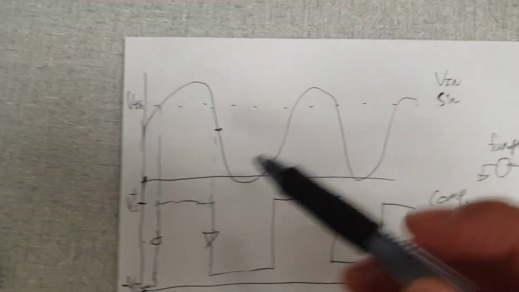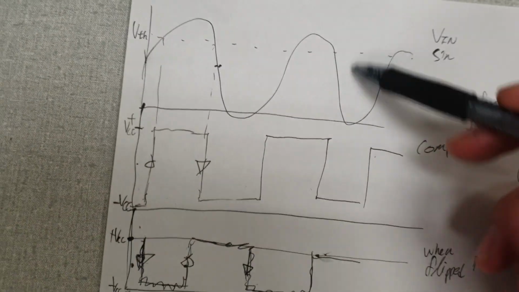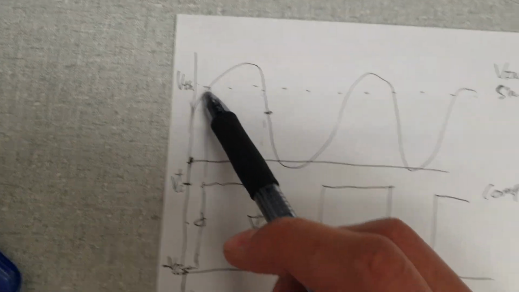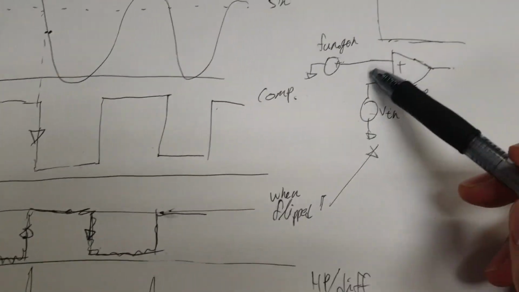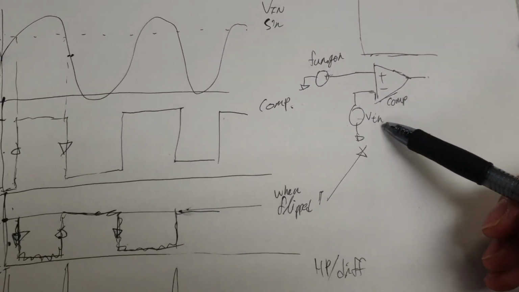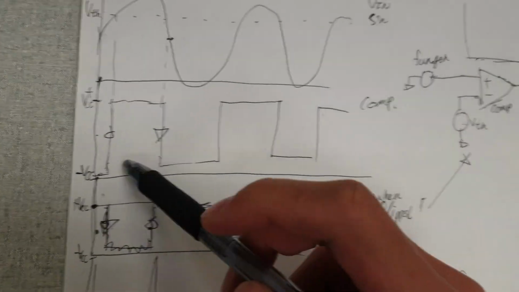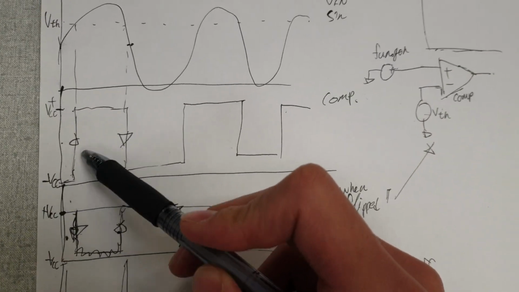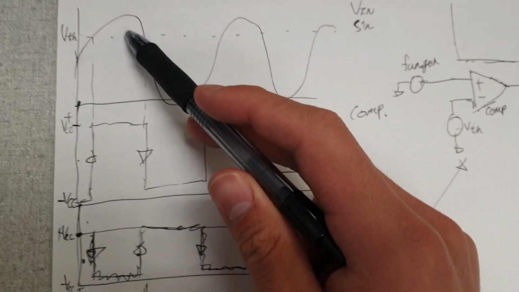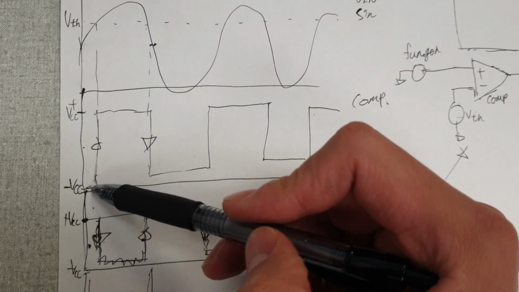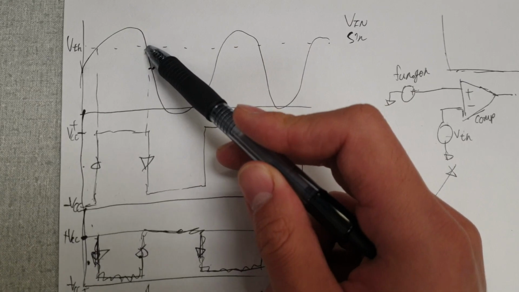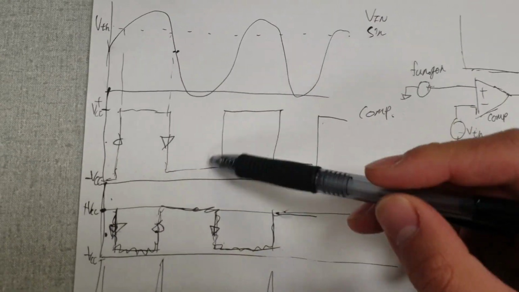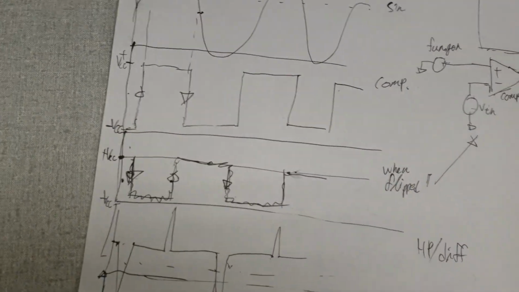So we have this V in coming in as a sinusoidal wave, where we have this V threshold, and we're going to put this in a comparator like so, that is going, whenever it goes over the voltage threshold, it's going to go up, and when it goes below the V threshold, it's going to come down, and so on and so forth.